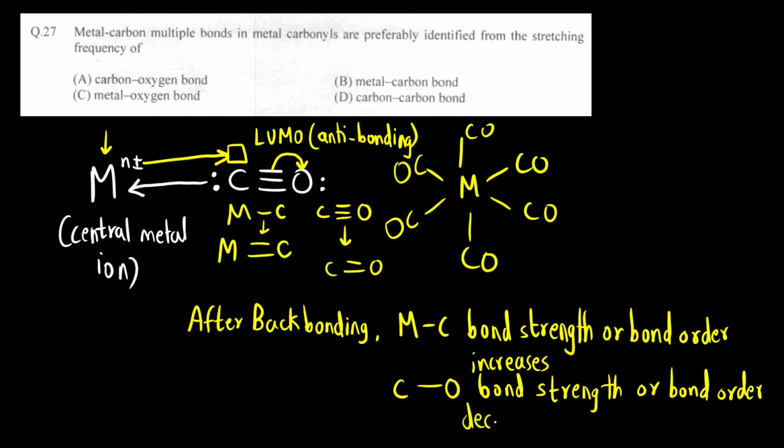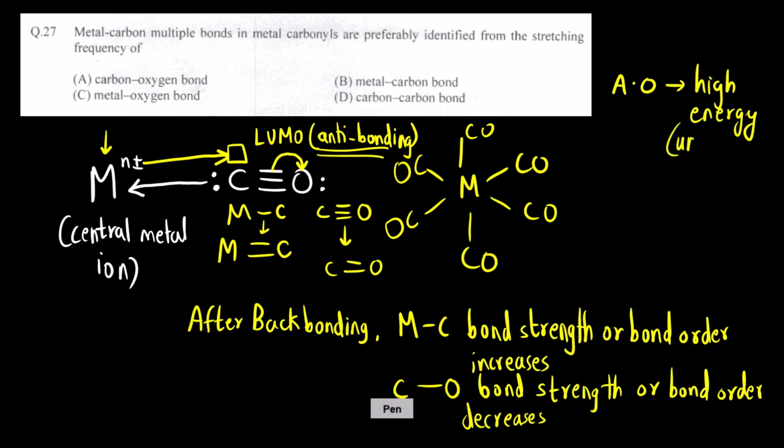Why does this decrease? Because whenever you add an electron into an anti-bonding molecular orbital, it is higher in energy, so it is less stable, or you can say unstable. So whenever you add electrons into this, the bond order will decrease, because they are higher in energy. So what we get after back bonding is a metal carbon double bond, and the carbon oxygen triple bond has now become a double bond.